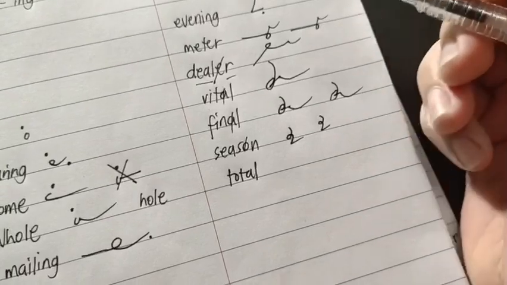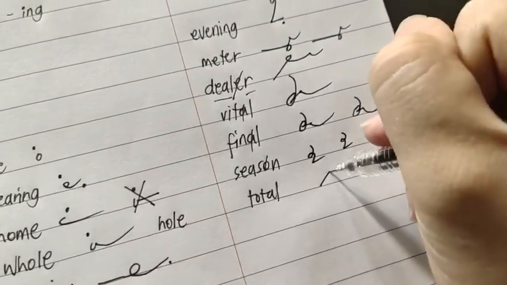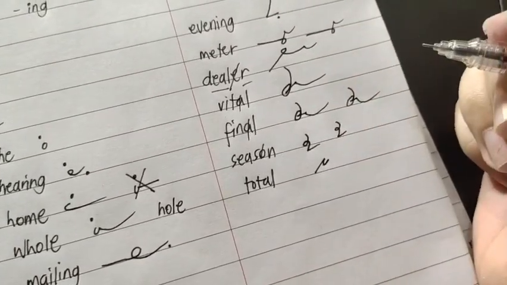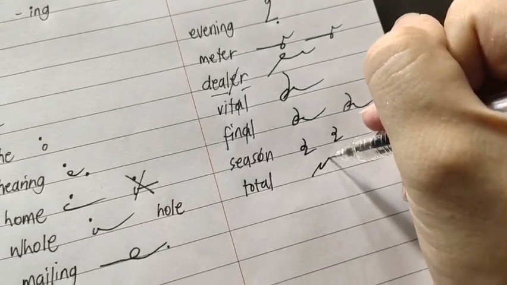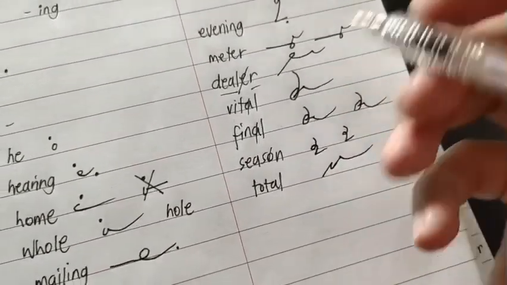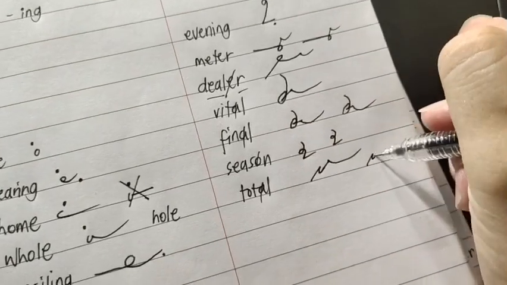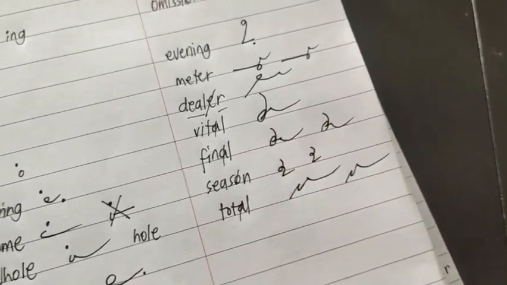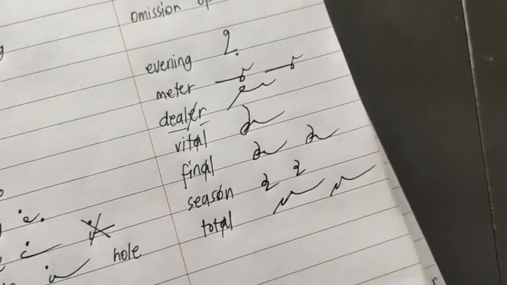Next is total. Total. Spell what you hear. To. T-O. To. Di ba? Tas tal. T uli. Habaan mo yan. Tas L na lang. Wala na yung A. So, total. Yes. Okay.